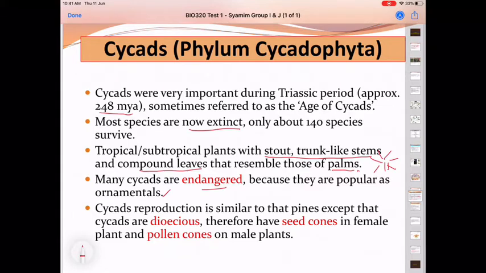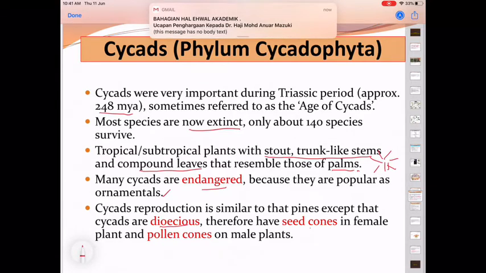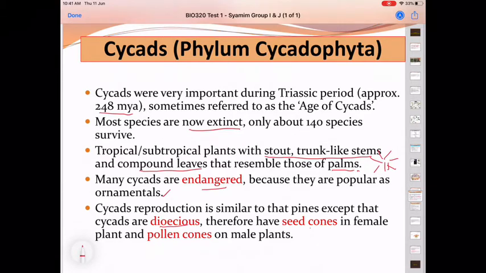So cycad reproduction is similar to the pines, except that the cycad are dioecious. Therefore, they have seed cones on female plants and pollen cones on male plants. So you have to check what is dioecious, what is monoecious.